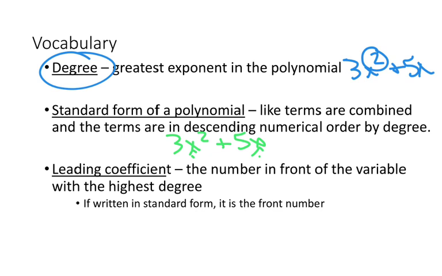Then we have leading coefficient. It says the number in front of the variable with the highest degree. If it's written in standard form, it's the front number. So once again, if we use the same polynomial, 3x squared plus 5x, our leading coefficient is 3 because it's the number in front of the variable with the highest degree, which once again is our exponent.